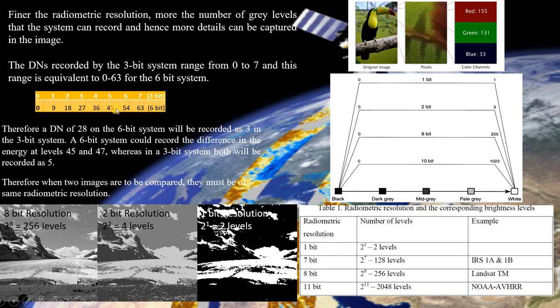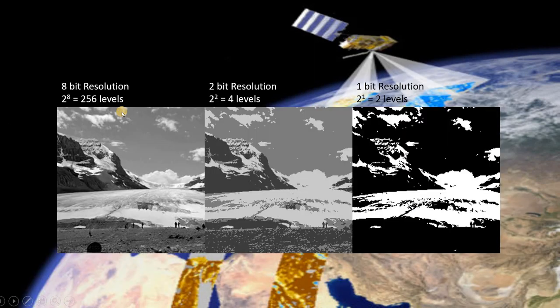But if you want to measure the difference between the energy levels at 45 and 47, it is possible with the 6-bit system, since it has a separate energy level at 46, 45. The sensor can recognize the energy at the 45 level as separate, the 46 level as separate, and 47 as separate. It means if there is any difference, you can sense it in a 6-bit system.